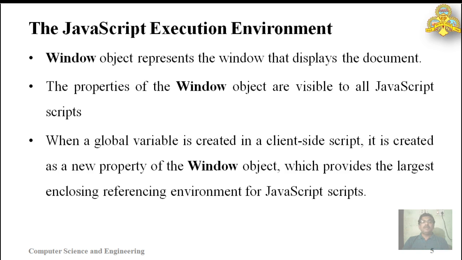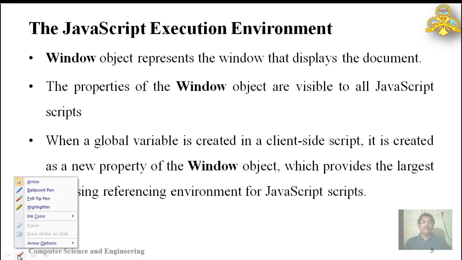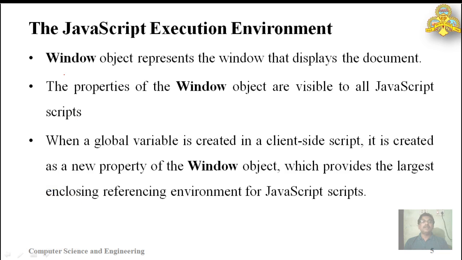In JavaScript execution, every browser window can be identified by an object called window. The properties of the window object are visible to all JavaScript scripts. That means window object properties are just like global variables.